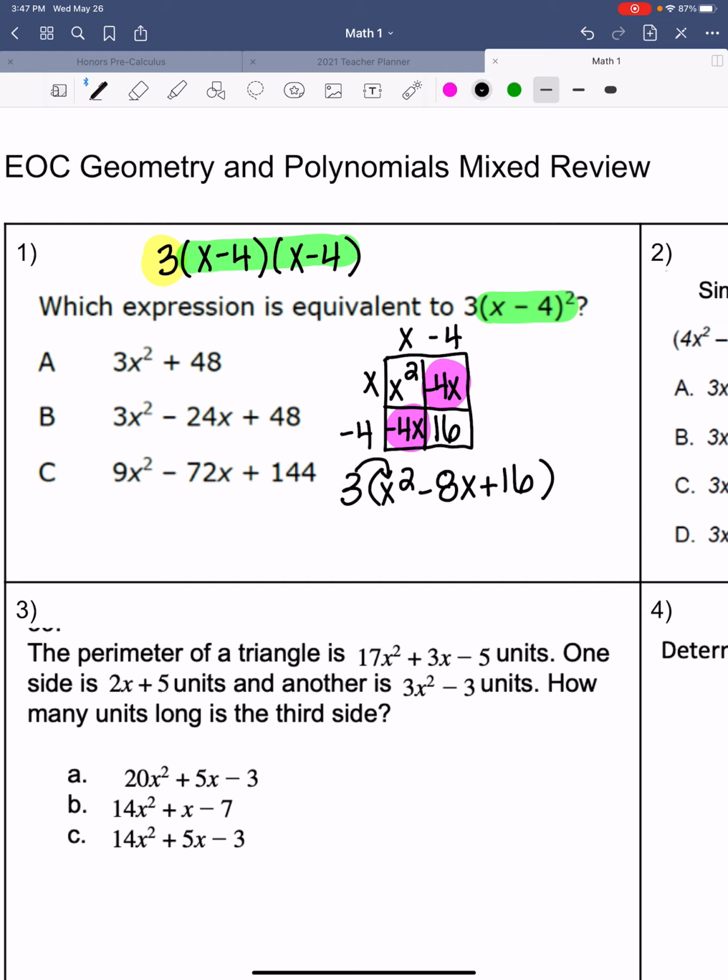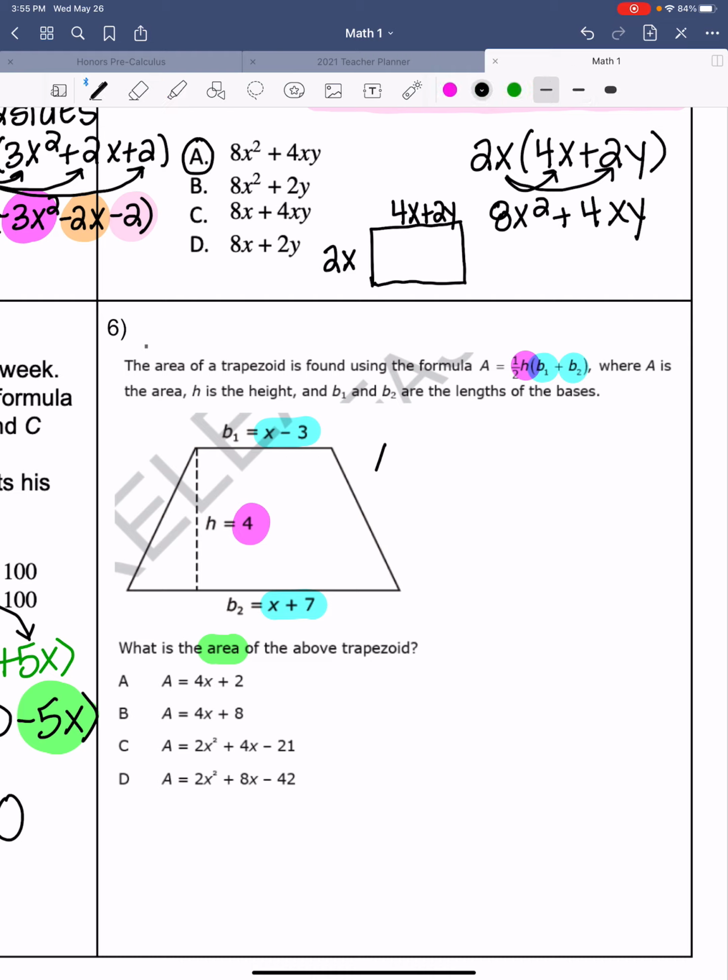All right, so for number 6, they give us the formula for a trapezoid, and they say to find that area. So we're looking for the area. Now, the key here is what pieces go where. So we have our base 1 and base 2. So they identify base 1 and base 2 are x minus 3 and x plus 7. They also identify that the height, my h, is 4. So I just really need to plug it into the formula. So my area equals 1/2 the height, which is 4, times my base 1 is x minus 3, plus my base 2 is x plus 7.